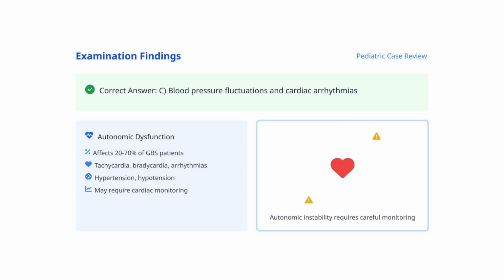Autonomic dysfunction affects approximately 20 to 70% of Guillain-Barré syndrome patients, including children. These manifestations can include tachycardia, bradycardia, hypertension, hypotension, and various cardiac arrhythmias. Severe autonomic instability may require continuous cardiac monitoring and is associated with more severe disease. Other autonomic manifestations may include urinary retention, ileus, and syndrome of inappropriate antidiuretic hormone secretion.